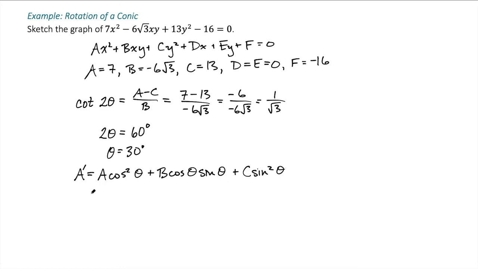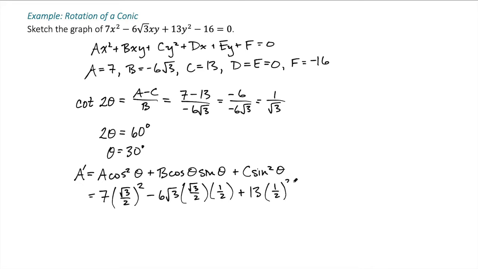And so now we're just going to go ahead and plug in what we know. We know A is 7. We know theta is 30 degrees. So cosine squared of 30 degrees. Well, cosine of 30 degrees is square root of 3 over 2. We square that. Plus B, B is negative, so I'll write this as minus 6 root 3 times the cosine of 30 degrees, which is root 3 over 2, times the sine of 30 degrees, which is 1/2. Plus C is 13, and then sine squared of 30 degrees. Sine of 30 degrees is 1/2, so we've got that thing squared.